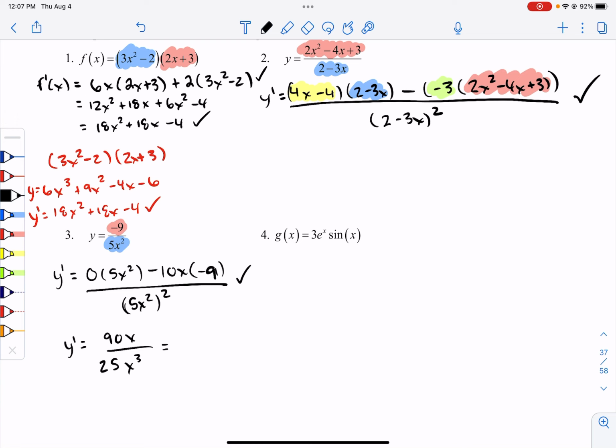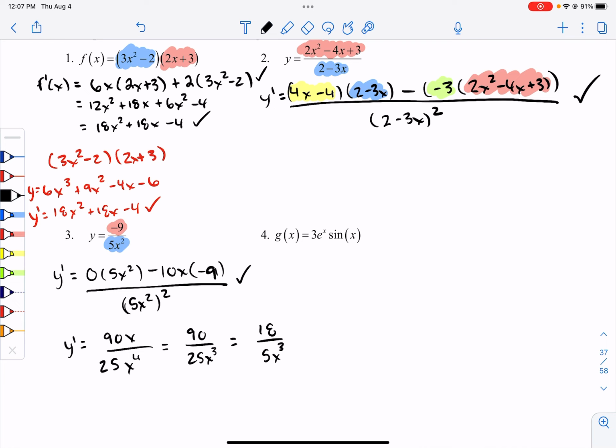The x's are going to cancel each other out, so I'm going to end up with 90 over 25x squared, and 5 divides both of those, so I end up with 18 over 5x squared. Cubed, what am I doing? That's not a square. Something doesn't look right. This is a fourth. Nope, because I canceled it. So this becomes a cubed, and this becomes a cubed. So I should have 18 over 5x cubed.